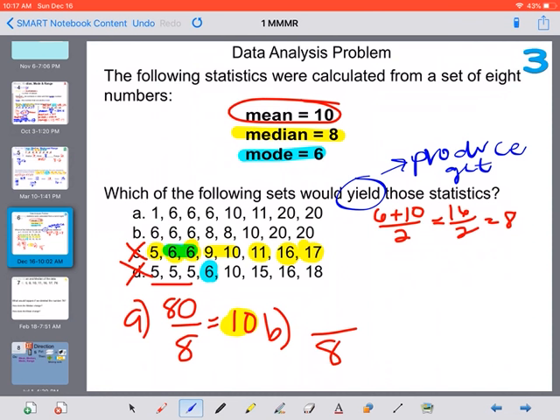Let's add them up anyway. 6 plus 6 plus 6 plus 8 plus 8 plus 10 plus 20 plus 20. That gives us 84. 84 divided by 8 gives us 10.5. So this one is out. Our answer is A. So it really doesn't matter which order you go in. I just went with the one that I found to be the easiest first.